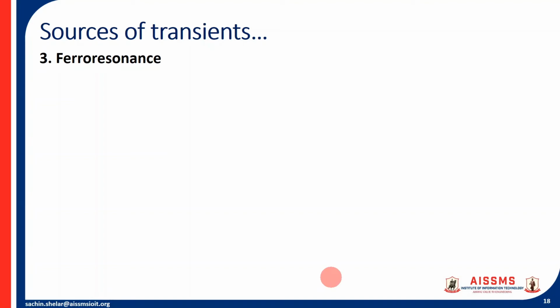Then the third source of transient is ferroresonance. Again here, the name itself tells you it is something related to resonance and something related to ferrous. So iron core and some resonance is going to occur. This is how you can remember it. That's why I am trying to tell you this.